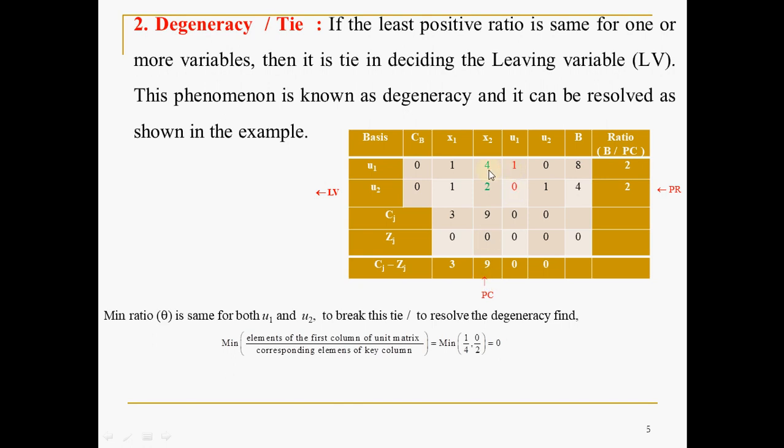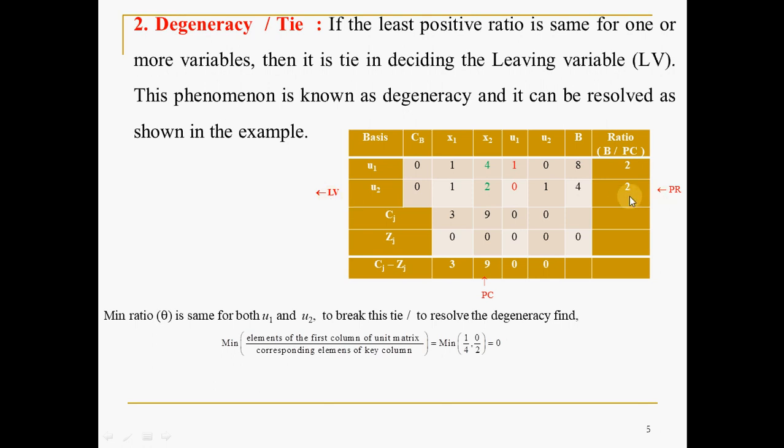That is 1 divided by 4, 0 divided by 2. Out of this, the minimum is 0. So this corresponds to u2. So here, 1 divided by 4, 0 divided by 2, which is least, this one is least. Hence u2 we can consider as the leaving variable.